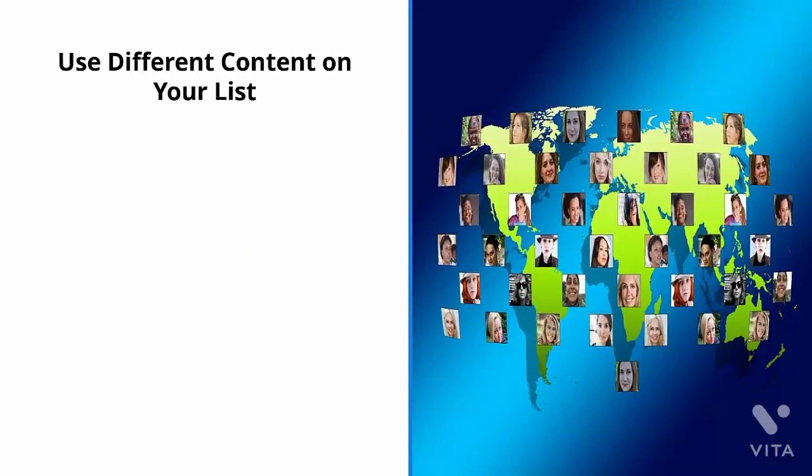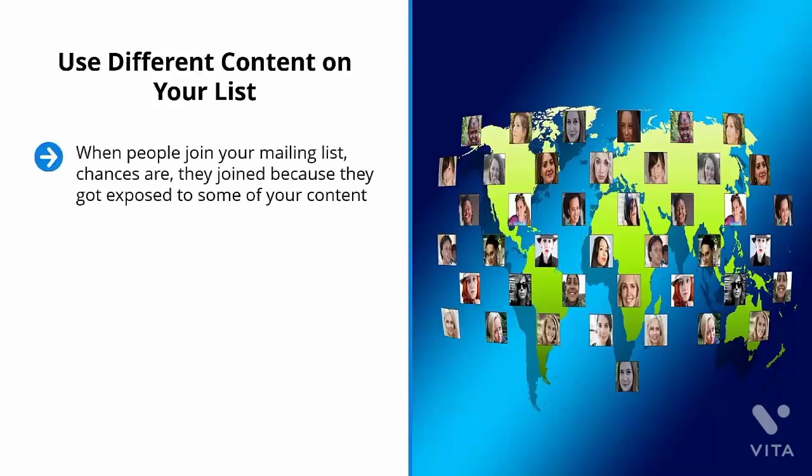Use different content on your list. When people join your mailing list, chances are they joined because they got exposed to some of your content. They already know what you talk about. They are already familiar with the quality of your content. They understand the themes that you focus on. That's why it doesn't make any sense for you to feature the same exact content on your list.